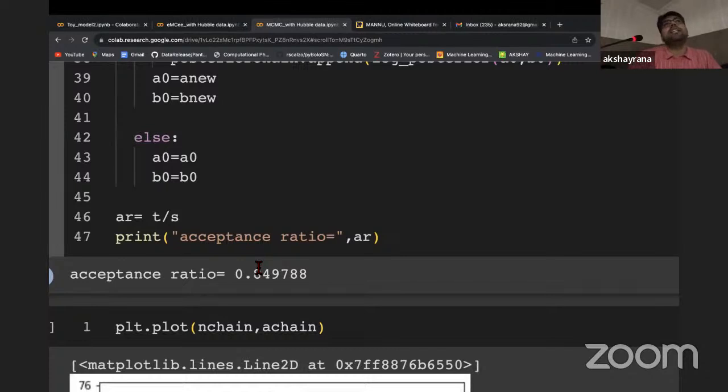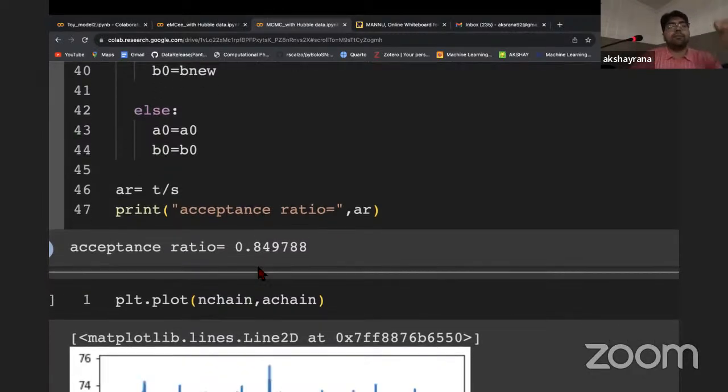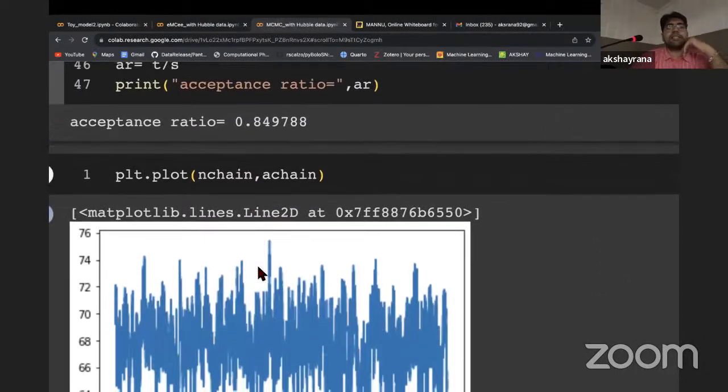Then you either need to change the shape of your proposal function or change your prior. But if you want a very efficient result from your algorithm, try to manage your parameters in such a way that the acceptance ratio is on a higher side, above 60%. Over here, with the choices I have made, my acceptance ratio is coming out to be 0.84. It's a good to go case.